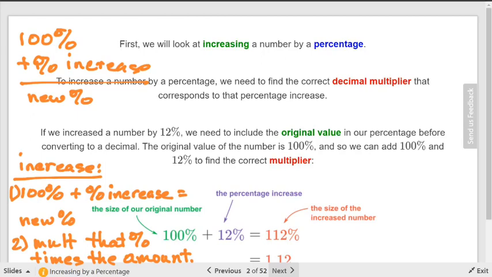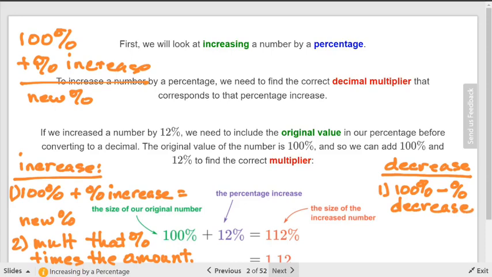Couldn't be any easier. What do you think you're going to do with decrease? You're not going to add the new percent. You're simply going to subtract it. So let's go ahead and put the steps for decrease on here as well. Because it's the same thing, except you'll take 100% minus the percent of decrease. And that gives you your new percent.